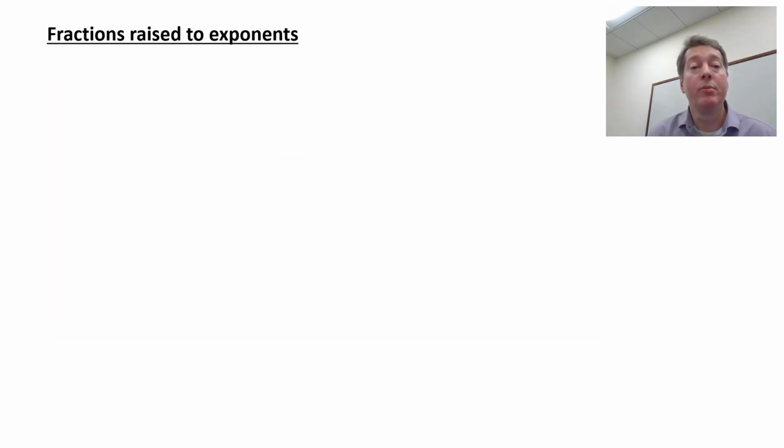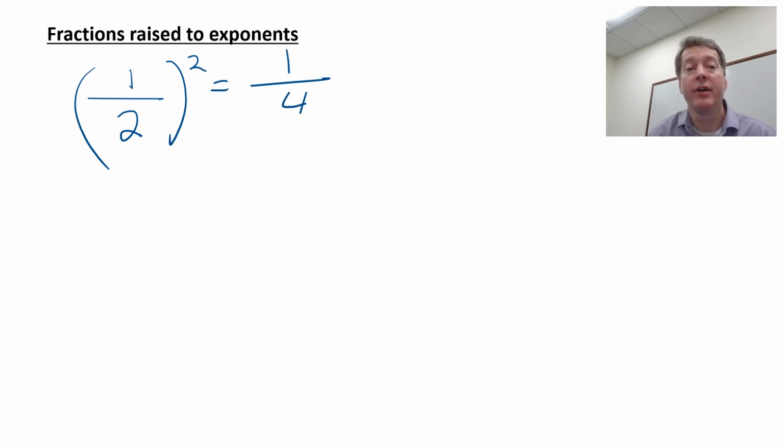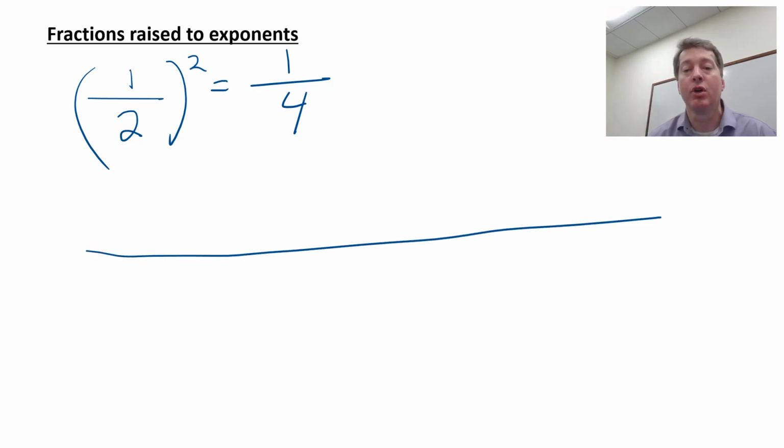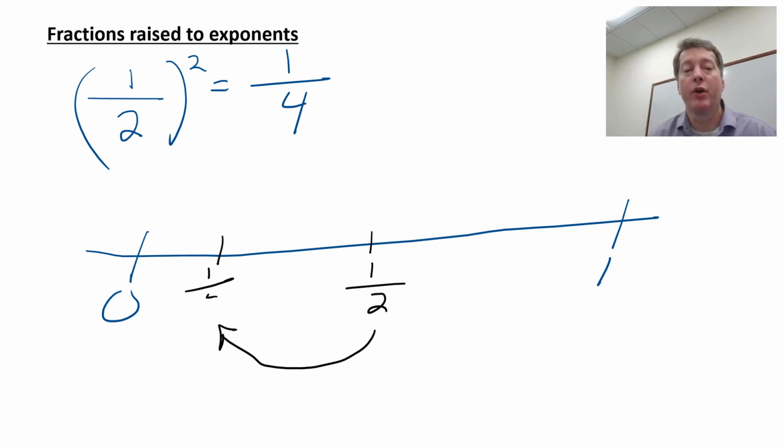And here you see 1/10 to the negative 2 is the reciprocal of 1/10 to the positive 2. One point I want to make, I said earlier 1/2 squared is 1/4. It gets smaller, not bigger. If you take a fraction and raise it to a positive exponent, the number gets smaller, not bigger. If I were to write the number line, so here's 0, here's 1. Suppose I write 1/2 in here. 1/2 squared is 1/4. It's smaller, not bigger.